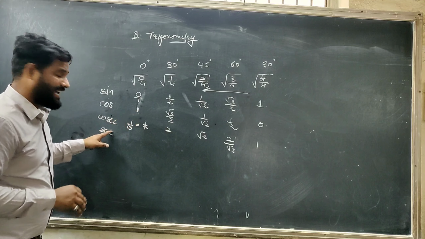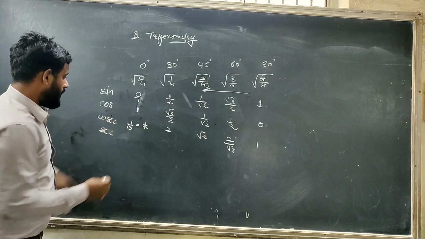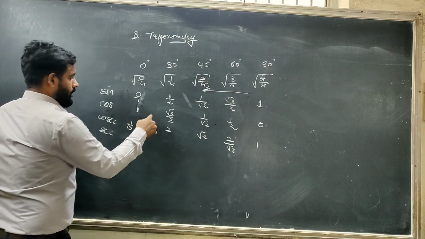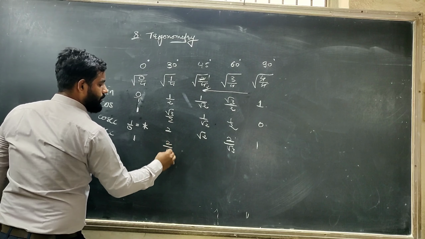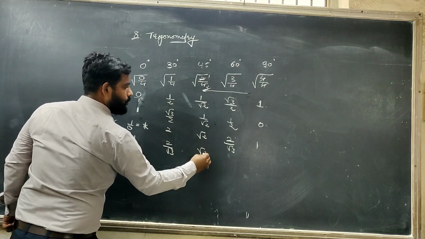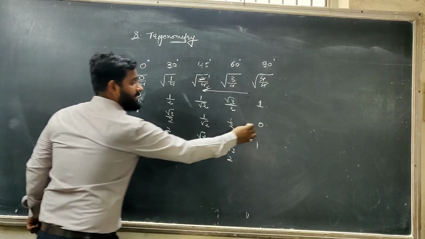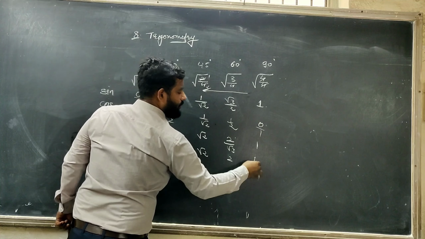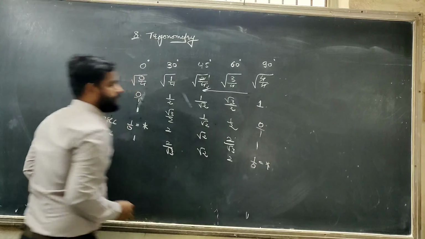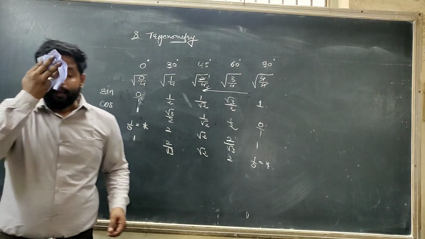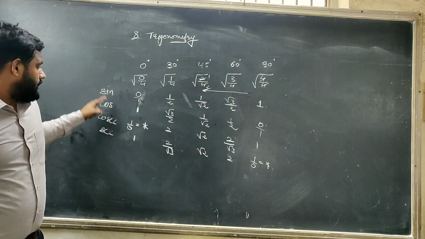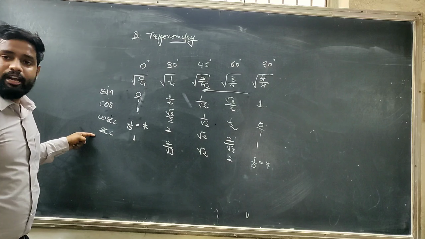Sec is the reciprocal of cos, because sec theta is the reciprocal of cos theta. So the reciprocal of 1 will give you 1. Root 3 by 2 will give you 2 by root 3. 1 by root 2 will give you root 2. 1 by 2 will give you 2. And 0 by 1, again, 1 by 0, that is equal to infinite. I hope it is clear. So you know all 5 answers of these trigonometric functions.